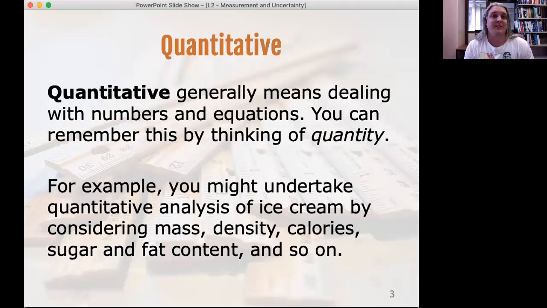So if you're going to do quantitative analysis of an ice cream, you might consider its mass, its density, its calories, its sugar content, its fat content, and so on. That is quantitative information, anything that you can assign values and numerical data to.